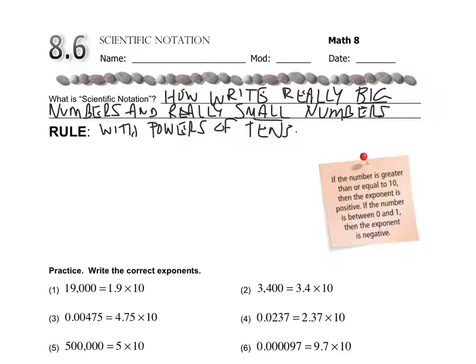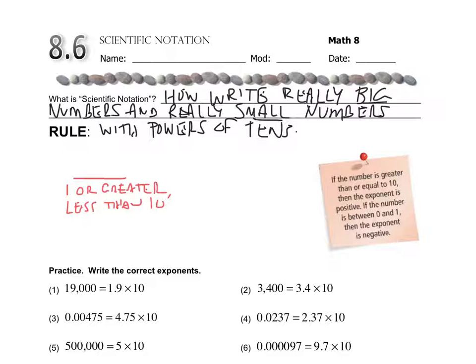Really small numbers, this is where we see in chemistry, we see in biology, we see things with lots and lots of zeros right after a decimal point. Basically our really small numbers are anything that is less than 1. So how does the rule work for this?